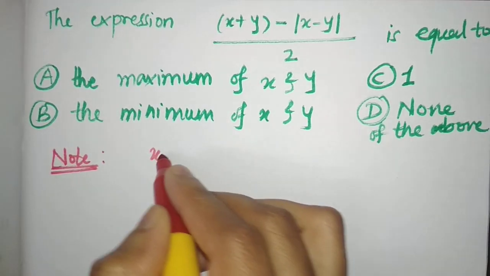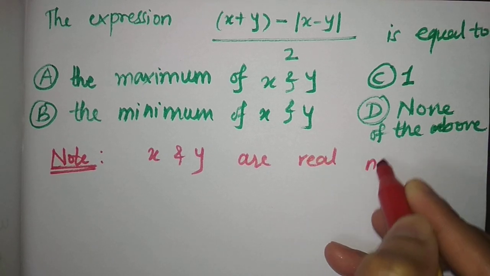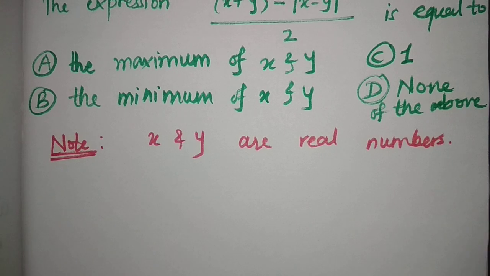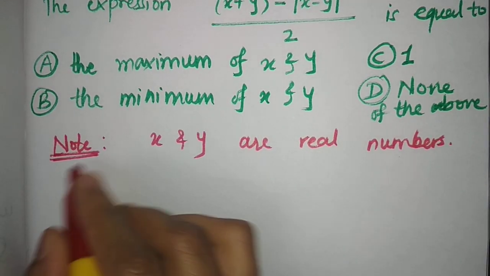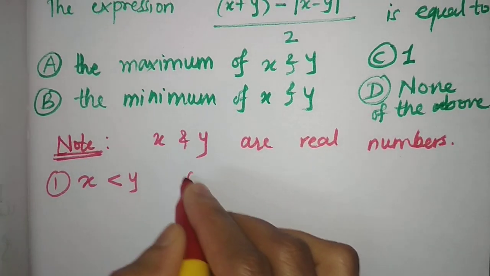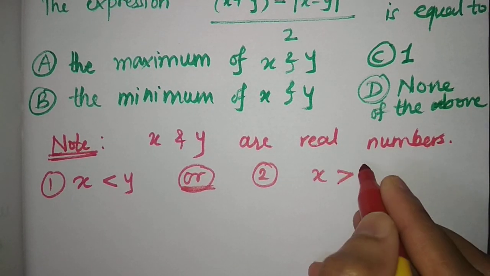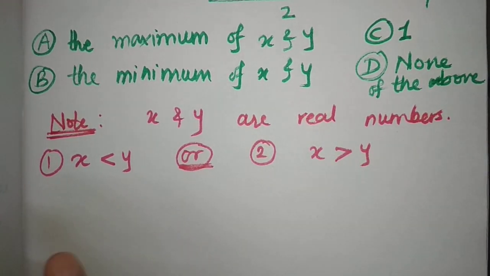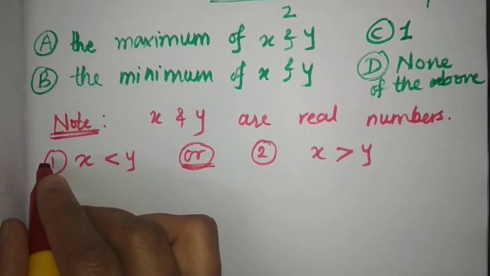we have x and y are real numbers. So the property of real numbers is that it is order filled. That means either x is less than y or x is greater than y. That means one number is less than the other or it is greater than the other number. So let us see the first case.